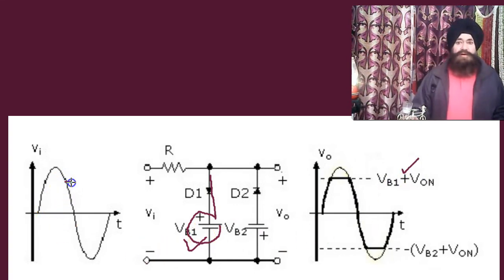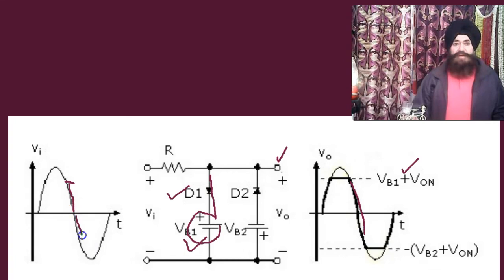Okay, now when the signal goes down, again this positive part of the signal is not able to make it forward biased because its strength is less than VB1. So again the diode becomes reverse biased. Broken circuit, the voltage here reaches to this end. So that is why the output is like this.